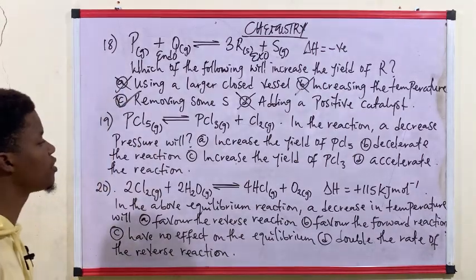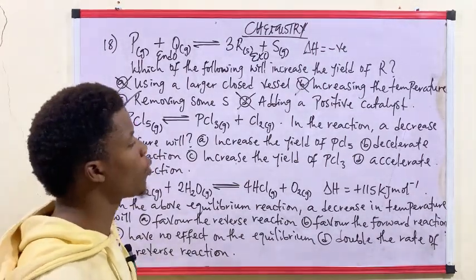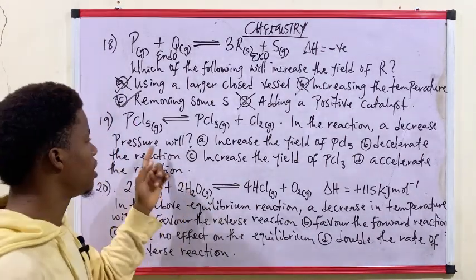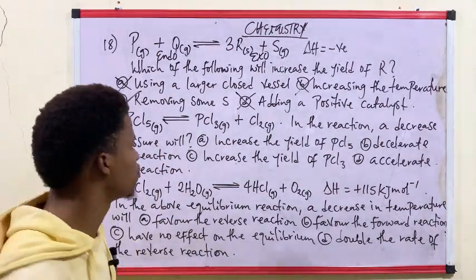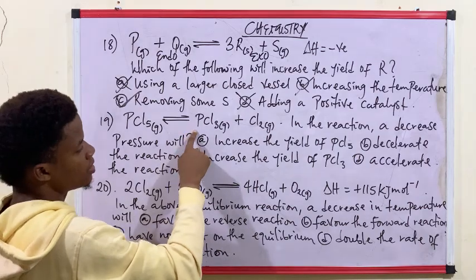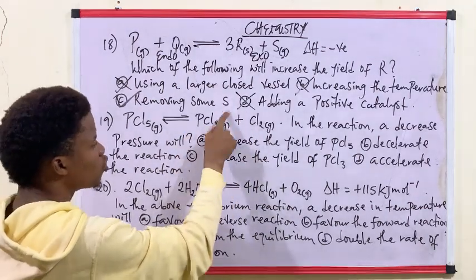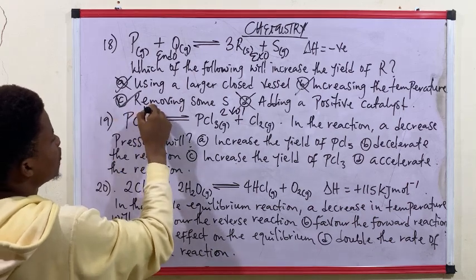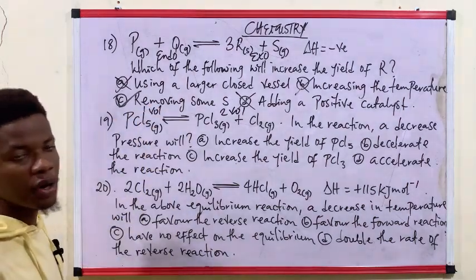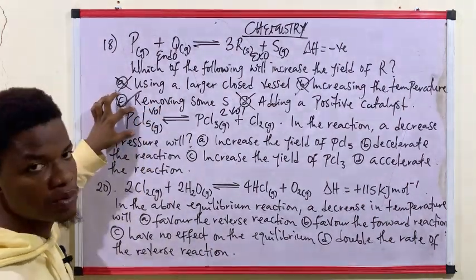Then we also have this gas. In a reaction, what will a decrease in pressure do in this reaction? Now, which side has a higher volume? This side, because 1 plus 1 is 2. So here we have 2 volume. Here we only have 1, so 1 volume. So increase in pressure favors the side with a lower volume. This is the side with a lower volume.